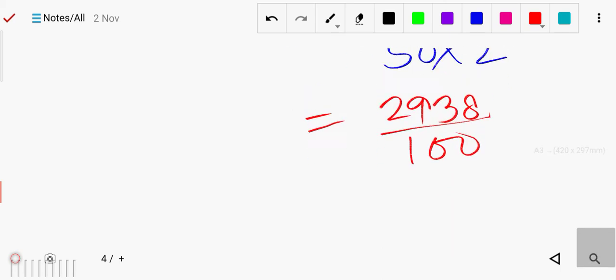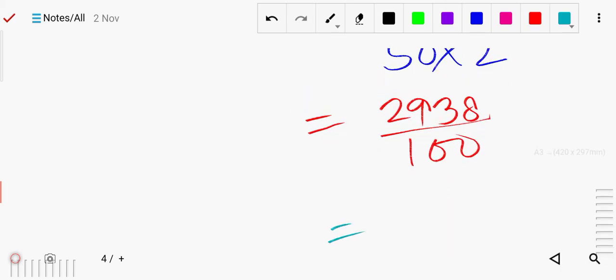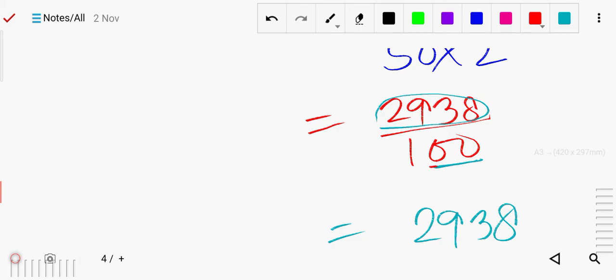First of all we write the same 2938. Okay, now count how many zeros: 2 zeros. So 1, 2 places, then put the decimal. So your answer is 29.38.